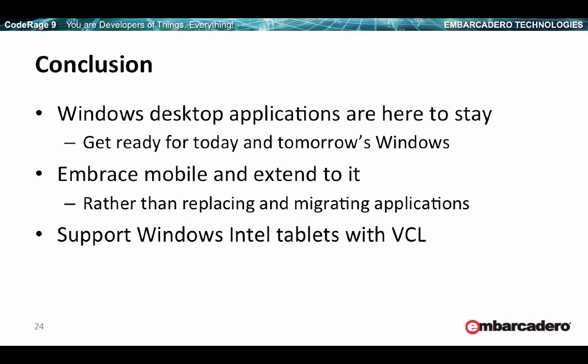Despite the enormous growth on mobile, most businesses still rely on Windows as the core operating system for running their business apps. Embrace mobile and extend your applications to mobile rather than do a full replacement, which in some cases might make sense, but only in some limited scenarios. Support Windows tablets with the VCL. The Surface 3 is a good VCL target, as much as Windows 10 will be a great platform for VCL applications going forward. And that's all I wanted to say.